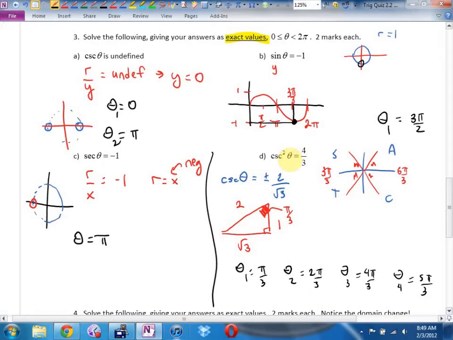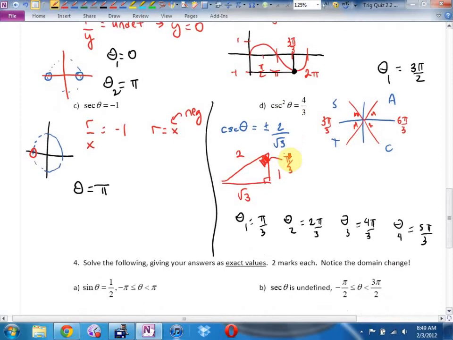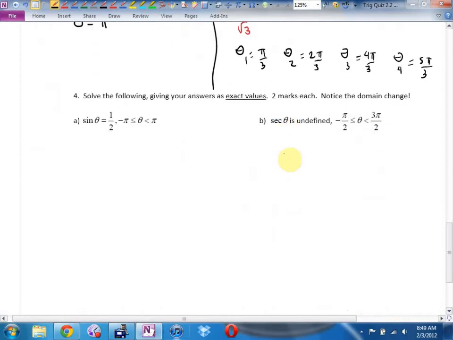I'm going to do a domain change, which is actually far easier than you realize. You see the difference here? They haven't gone from 0 to 2 pi. No worries. I'll just go with what I know. I'll pretend I'm going from 0 to 2 pi first. I'm going to start out same old, same old.